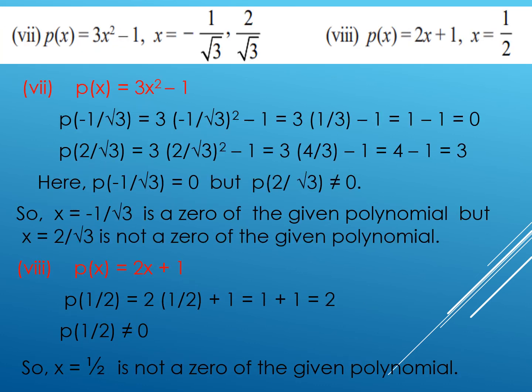The seventh part, p(x) is equal to 3x square minus 1 and the value of the variable is minus 1 upon under root 3 and 2 upon under root 3.